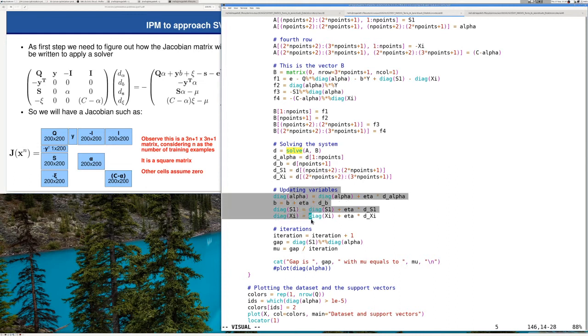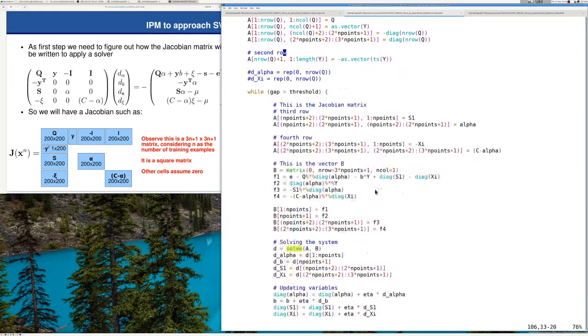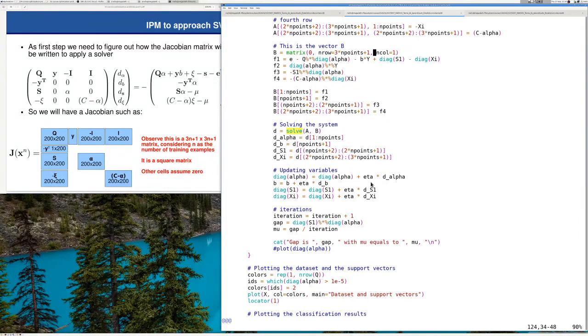After updating variables, of course, eta has to be smaller than 1, okay, guys, to avoid crossing the barriers. Could be something like 0.1. I think I defined eta as exactly 0.1. I didn't use any very different strategy to define eta here. I just used 0.1. Thought it was better.